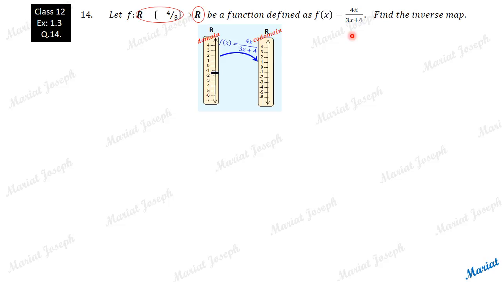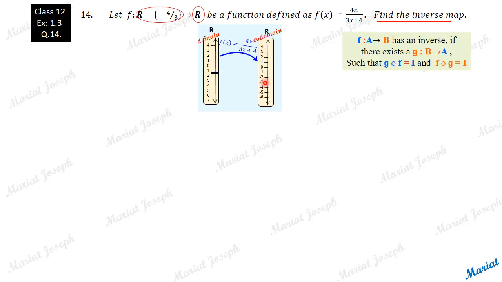Now we need to find the inverse. To find the inverse, we need to get a g from the codomain to the domain in such a way that GOF is the identity function and FOG is the identity function. How can we have such a g? Let's go ahead.